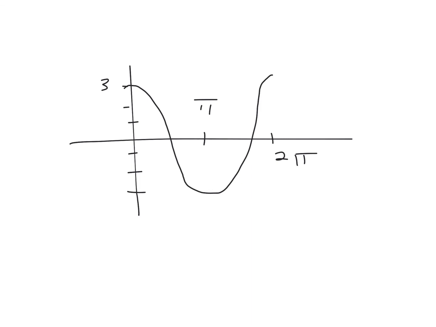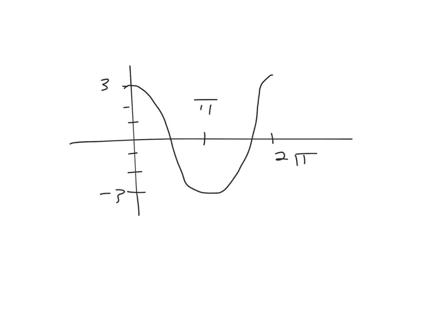Alright, 4.5, finding trig graphs. So, we have a graph right here. It goes all the way up to 3 and down to -3. It should be recognizable to you, right? It's your cosine graph, okay? We can tell we have no shifts.